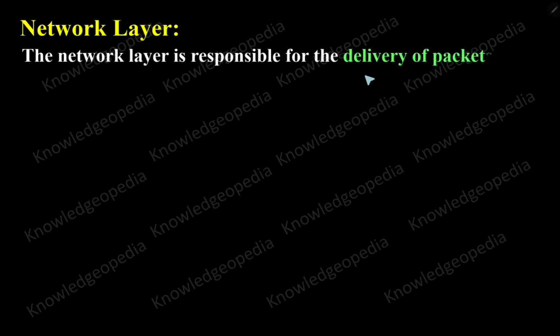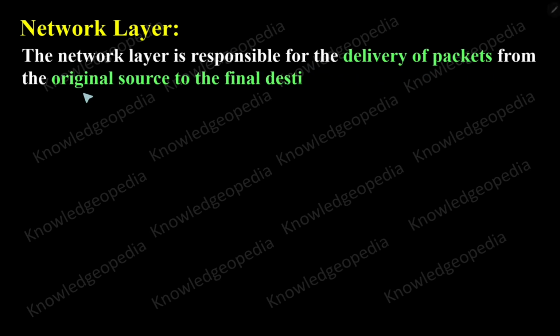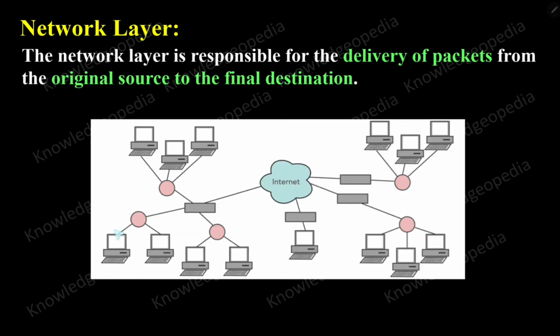Network layer. The network layer is responsible for delivery of packets from the original source to the final destination. So what is the meaning of this? Suppose assume this is a source, this is a network, and this is the destination. The network layer is responsible for delivery of packets from original source to the final destination across the network.